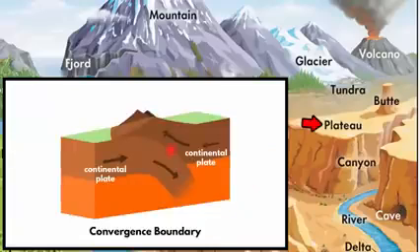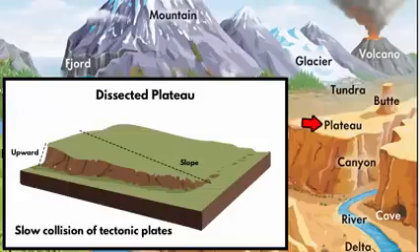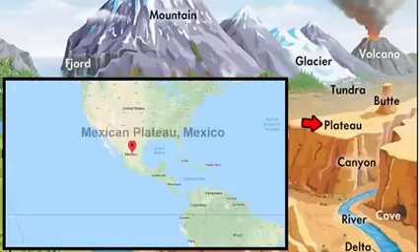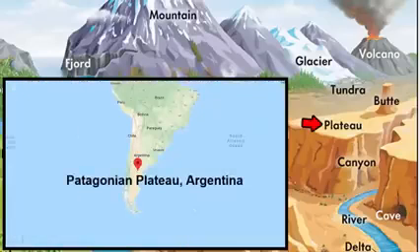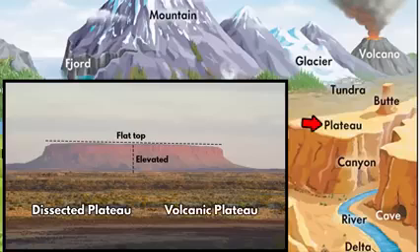Basically, when two continental plates collide, that is how mountains are formed, right? Even plateaus are like mountains, except it has a flat top. So even a dissected plateau is formed due to slow collision of tectonic plates. A good example is the Colorado Plateau in the US, then the Tibetan Plateau, then the Mexican Plateau in Mexico, and the Patagonia Plateau in Argentina. And the second one is volcanic plateaus.